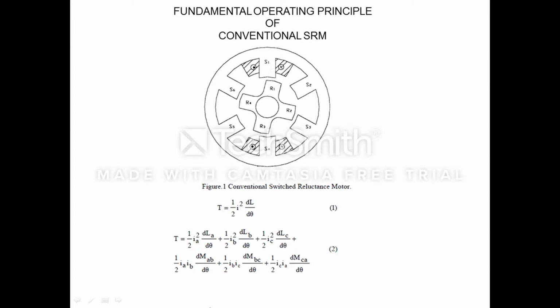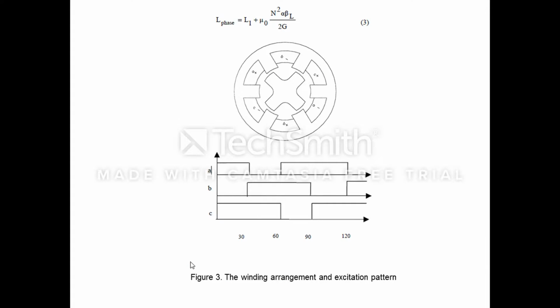Another interesting point is that the more general expression for torque in the three-phase reluctance machine is given in equation 2. The next point is conventional SRM. The self-inductance of a phase winding consists of a constant leakage value plus a much larger component in equation 3.